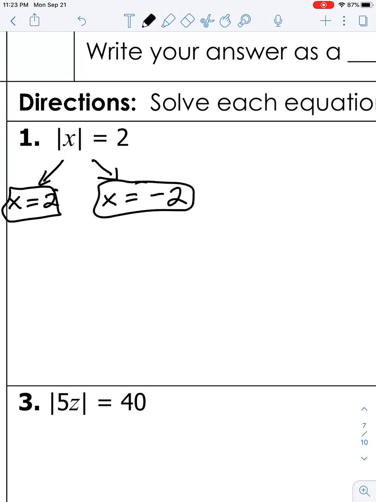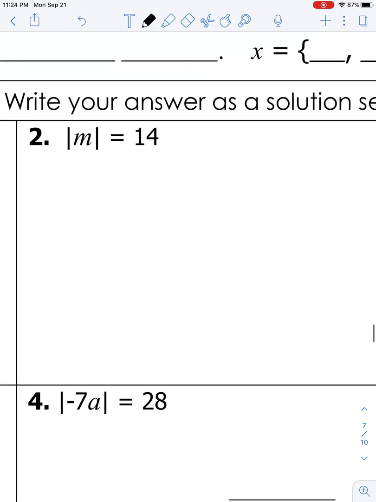And if you put it inside the absolute value, it actually does make sense. Let's start with the first one, 2. What's the absolute value of 2? Remember, absolute value turns everything positive. If it's already positive, it just keeps it positive. So the absolute value of 2 is 2. 2 does equal 2. So let's try the negative one. The absolute value of negative 2 is also positive 2. 2 does equal 2. So they both check out.